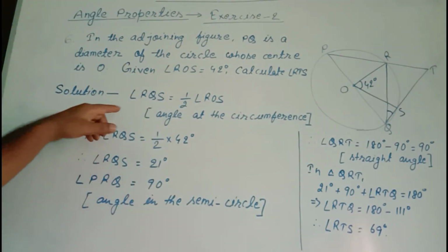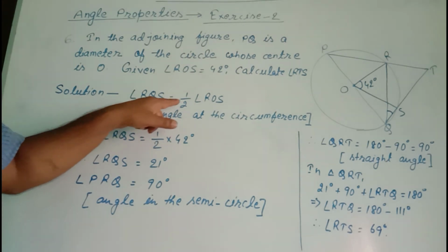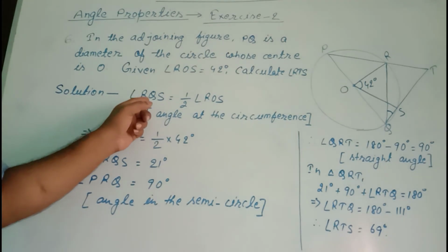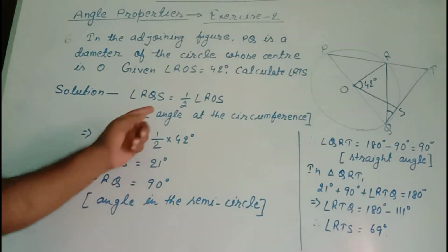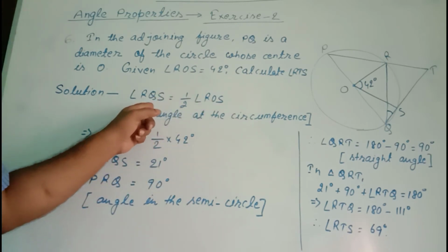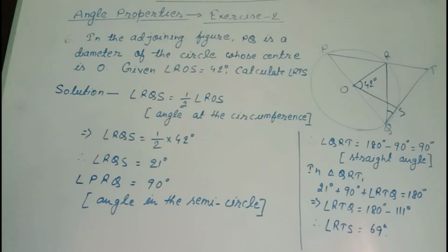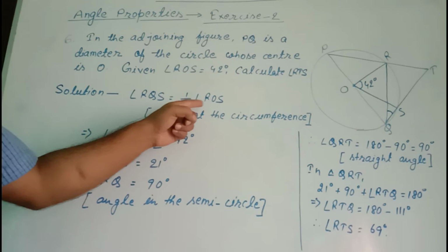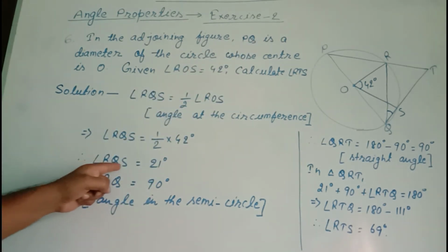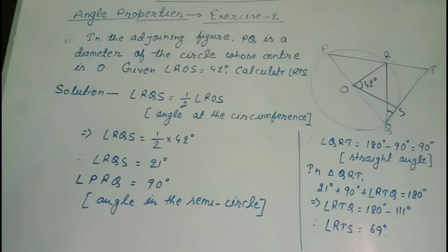So from the theorem, angle RQS equals half of angle ROS, meaning the angle at the circumference is half of the angle at the center. For that reason, the angle at the circumference that we are going to find out, that reason I have written here. So angle RQS equals half into 42, the value of ROS is 42, I kept here half into 42, therefore angle RQS equals 21 degrees.